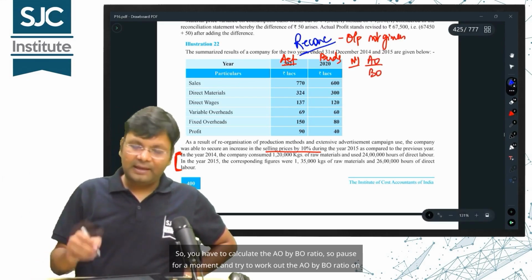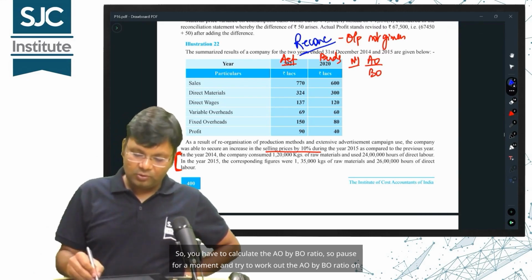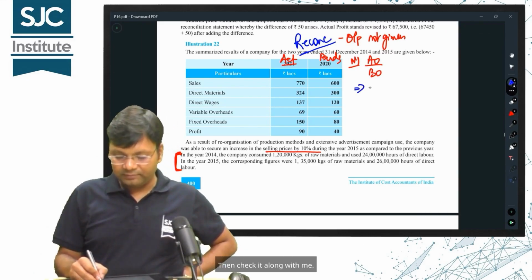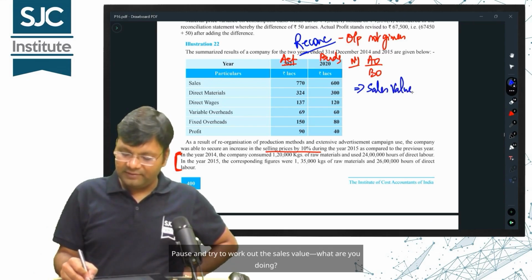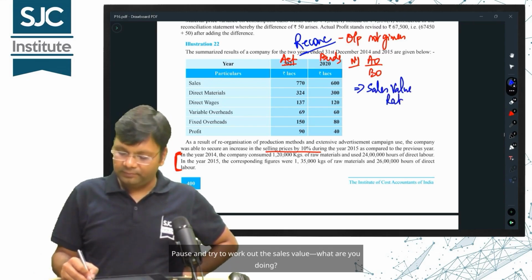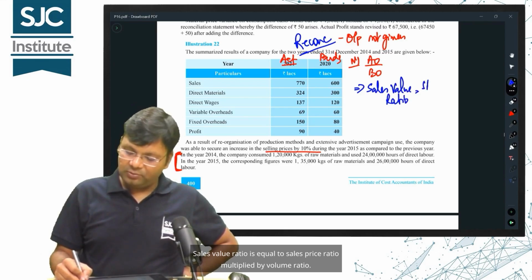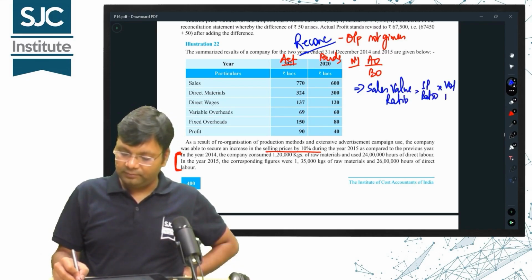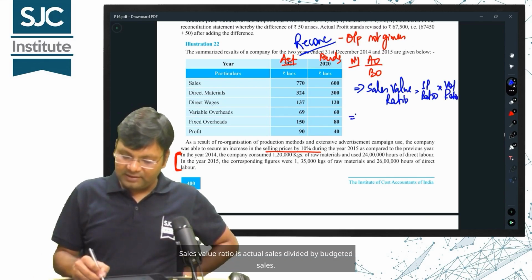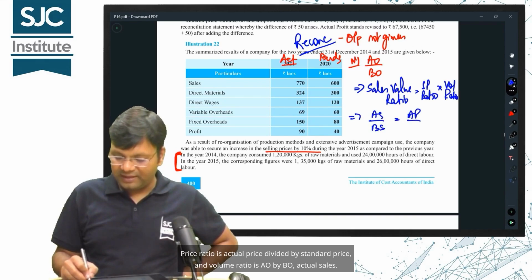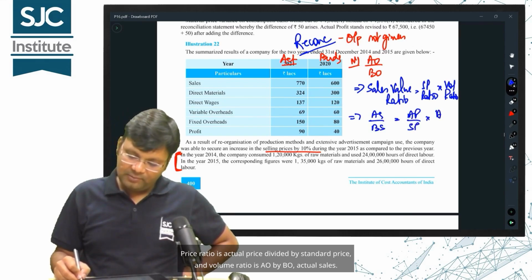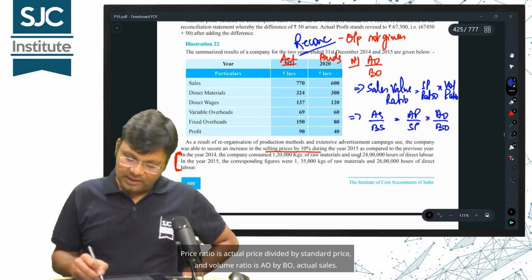So pause for a moment and try to work out the hour by bow ratio on your own. Then check it along with me. It will come in the same pattern. Pause and try to work out the sales value. What are you doing? Sales value ratio is equal to sales price ratio multiplied by volume ratio. Sales value ratio is actual sales divided by budgeted sales. Price ratio is actual price divided by standard price, and volume ratio is hour by bow, actual sales.